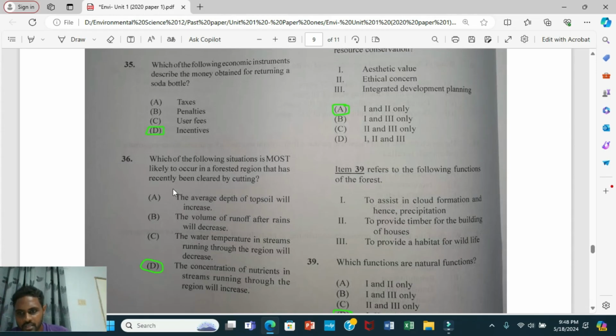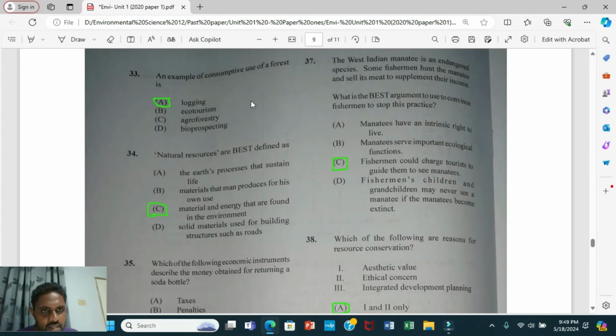All right. 36. Which of the following situations is most likely to occur in a forested region that has recently been cleared by cutting? So you cut down the forest. Of course, guys, the best answer would be D. The concentration of nutrients in streams running through the region will increase. Of course, you'll have leaching of nutrients. All right, that's why.